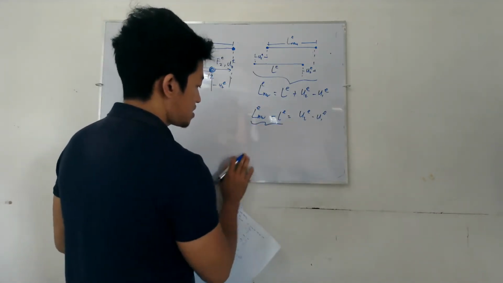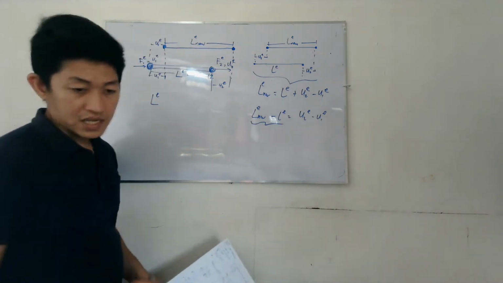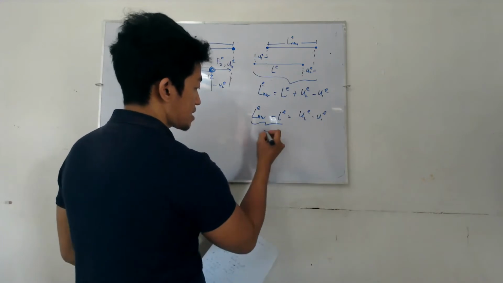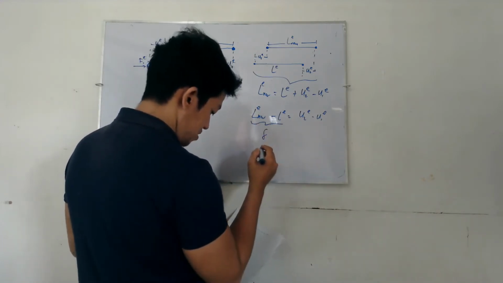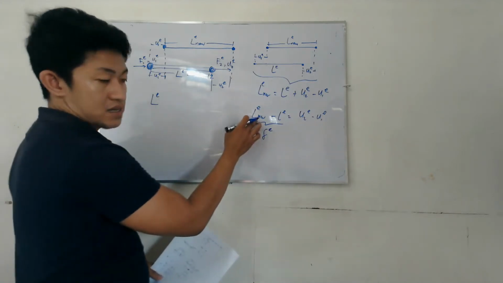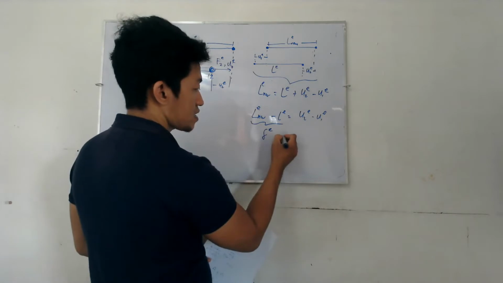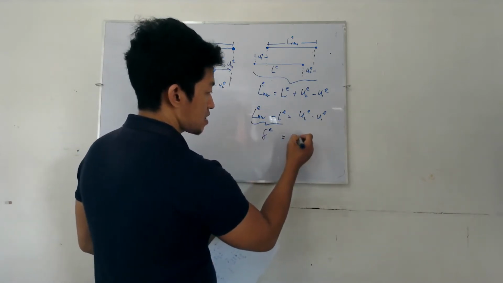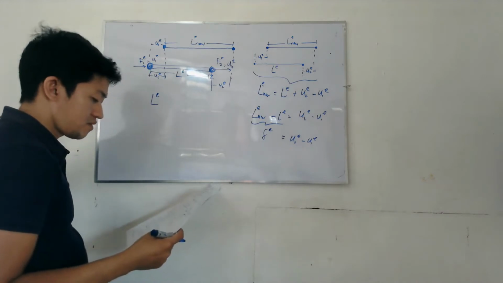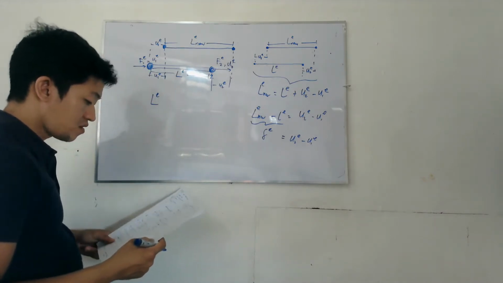But what is this? This is from your mechanics of deformable bodies. This is the elongation. Right? New length minus the original length. Therefore, the elongation is just U2E minus U1E. Okay?